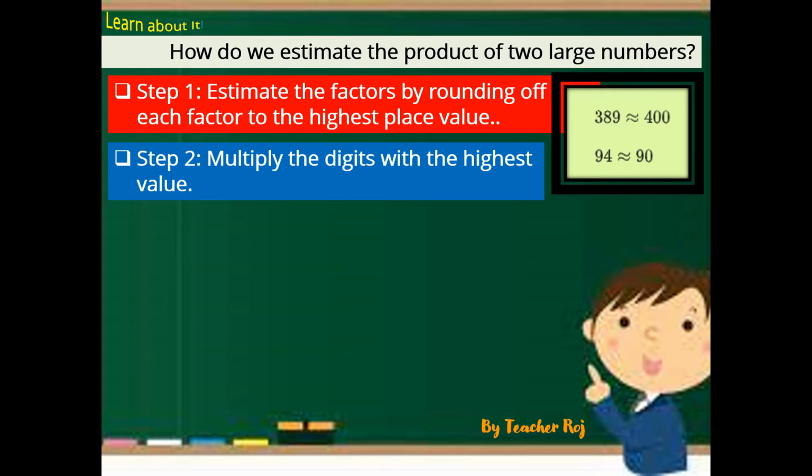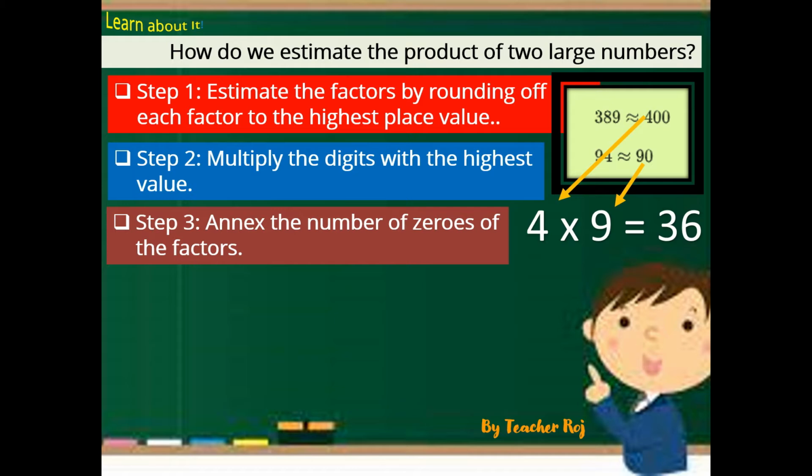Step 2, multiply the digits with the highest value. So, we have 400 and you have 90. So, those are the digits with the highest value ngayon. So, that's the third step. Annex the number of zeros of the factors. So, anong i-multiply? Sabi dyan, digits with the highest value. And that is 4 and 9. 4 times 9, that's 36. And for step 3, yung mga zeros sa 400 at 0 sa 90, idugtong mo lang daw yan sa 36.